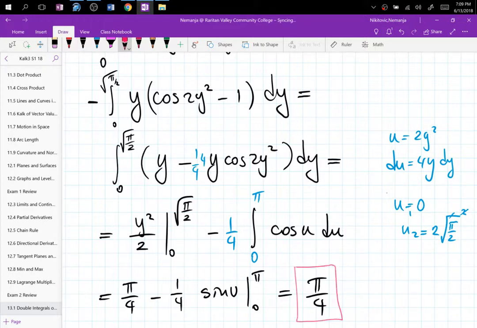Right? It was obvious since the start. I'm sorry? Over here, when I plug in square root of pi over 2, square kills the root, and then half of pi over 2 is pi over 4. And then the second half, we get sine. Sine of 0 is 0, and sine of pi is 0, so they both die, and we have just pi over 4 at the end.